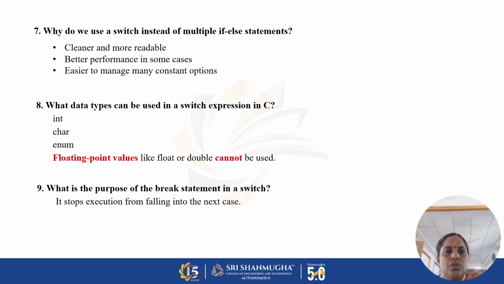Why do we use switch instead of multiple if else statements? For a cleaner and more readable form, better performance in some cases, and it is easier to manage many constant options. What data types can be used in switch expressions in C? Integer, character, enumerator. We cannot use float or double inside the switch case expressions.